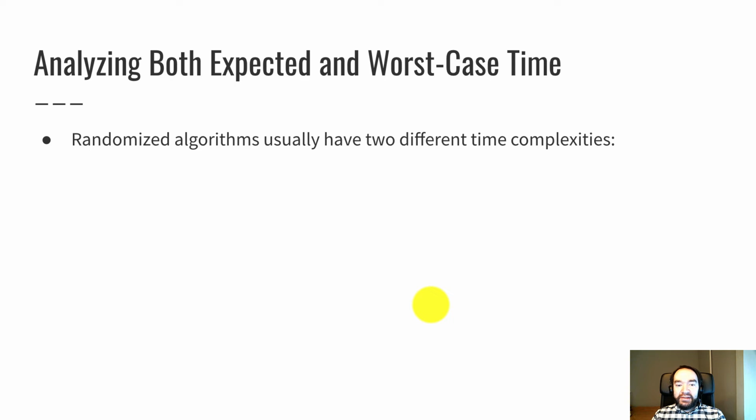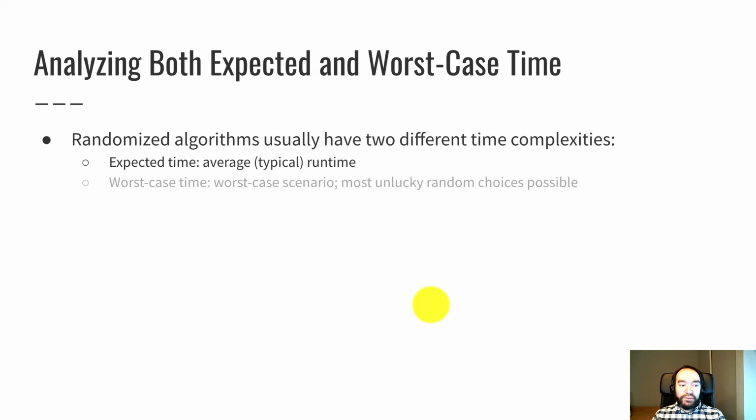Now, often with these operations, we analyze both the expected runtime and also the worst case runtime. So these randomized algorithms usually have two stated different time complexities, an expected time and a worst case time. So the expected time tells you the average runtime for an average random choice, and that's kind of typical, what you would typically see when you run the operation. But we will also usually state the worst case time for that operation, and that's the worst case scenario with regards to the random decisions. So that would be if you got the most unlucky random choices possible.